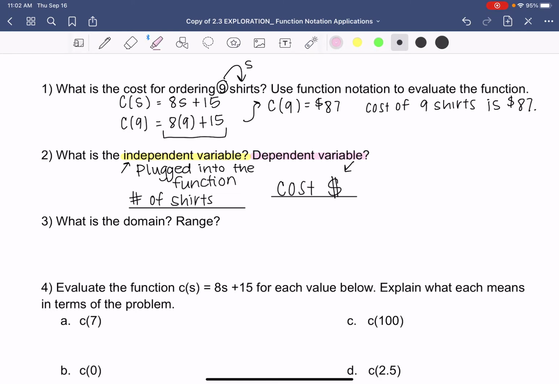Same thing with domain and range. Your domain, which is always your x value, which is again always your independent variable, will be the number of shirts, because the number of shirts determines your cost. So your range is your cost because it is dependent on the number of shirts we buy.